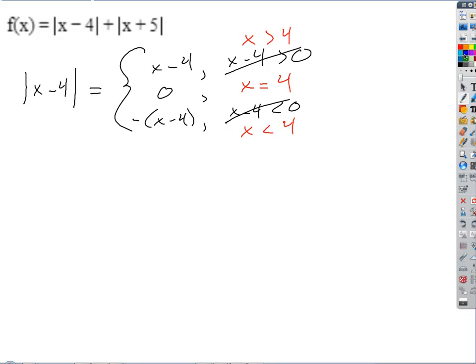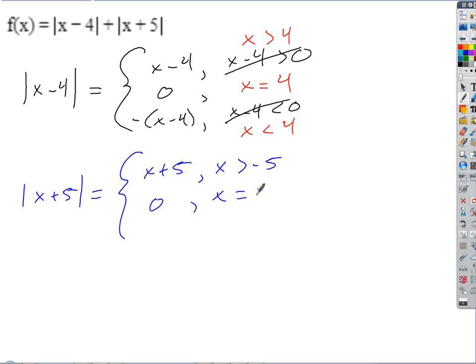What about the absolute value of x minus 5? I bet you can now kind of jump right to the answer. That equals x minus 5 whenever x is what? Greater than 5, right? Whenever x minus 5 is greater than 0, right? And it's equal to 0 when x equals 5, and it equals its opposite whenever x is less than 5, right?